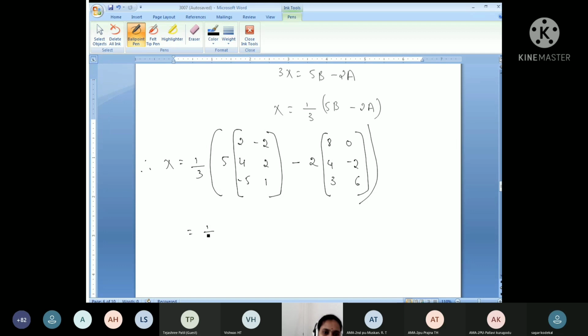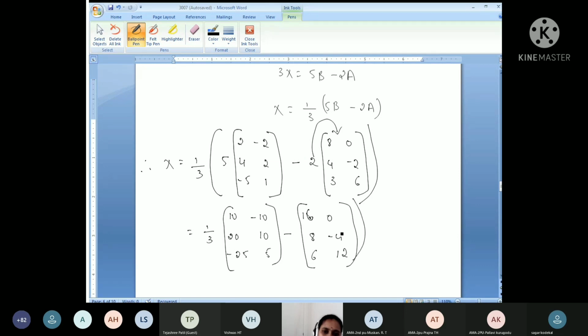Simplify this. This is 1 by 3. Let me take 5 inside the bracket matrix. If I take 5 inside the matrix, how does it look? 5 2s are 10, 5 4s are 20, minus 25, 5, minus 8 2s are 16, 0, 8, minus 4, 6, 12. I have written 2 inside the matrix. Okay.